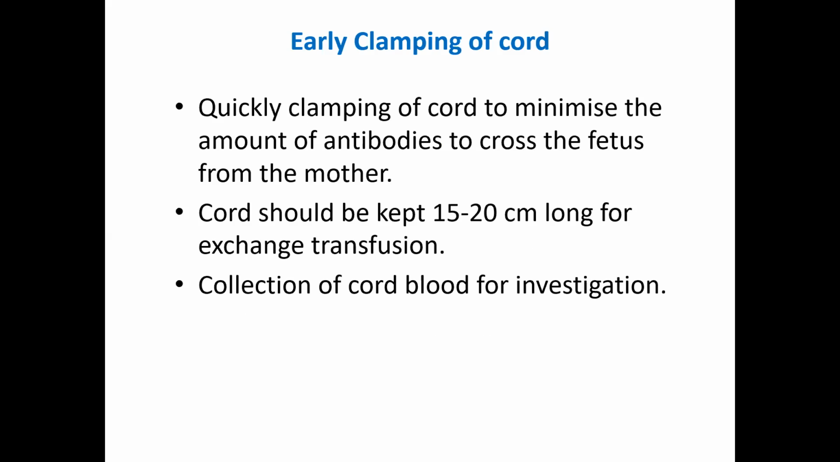If the mother is Rh negative and the baby is Rh positive, the mother will take the baby's blood as a foreign substance and produce antibodies against the fetal cells. So if we do not do the early cord clamping, that will happen. The majority of the antibodies cross the placenta, enter the fetal circulation, and destroy the fetal red blood cells.